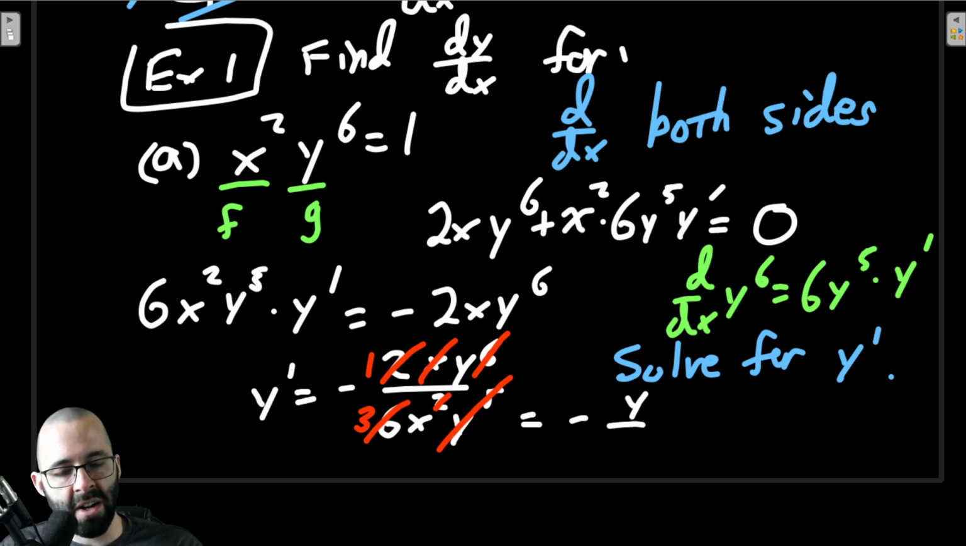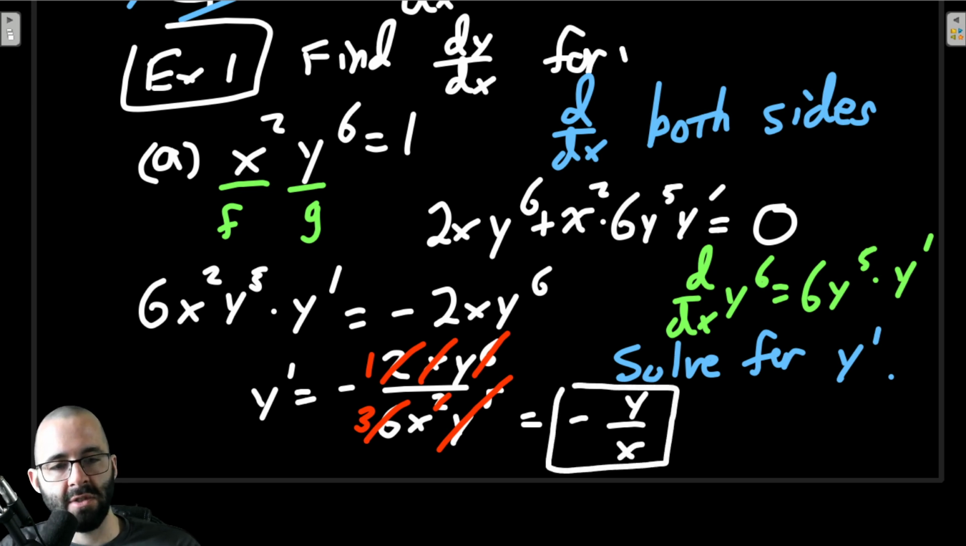All that's left in the denominator is an x. So this is our slope function. Well, it's not really a slope function. Yeah, it kind of is a slope function of two variables. This is how we find the slope. This is the derivative. So notice the derivative depends on y now. And the reason it depends on y is because it's not a function, right?